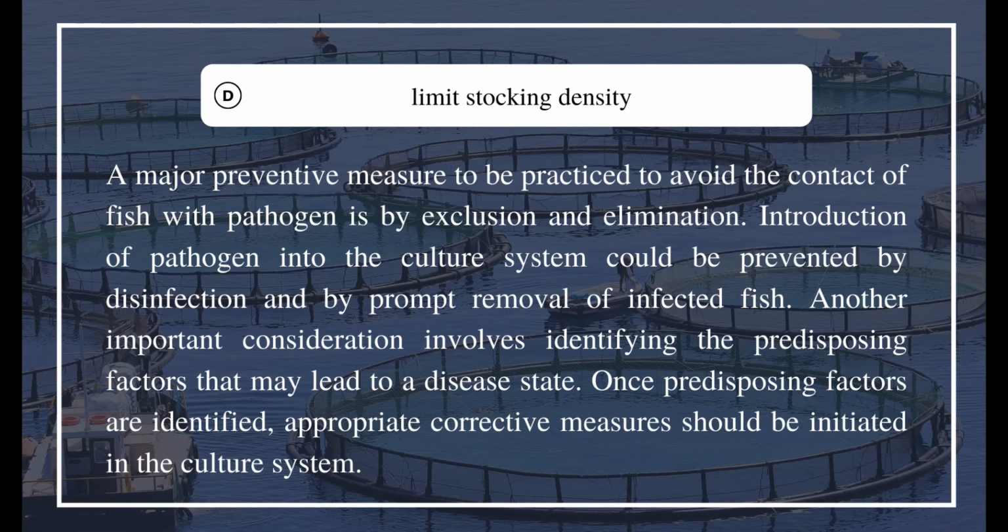A major preventive measure to be practiced to avoid the contact of fish with pathogen is by exclusion and elimination. Introduction of pathogen into the culture system could be prevented by disinfection and by prompt removal of infected fish. Another important consideration involves identifying the predisposing factors that may lead to a disease state. Once predisposing factors are identified, appropriate corrective measures should be initiated in the culture system.